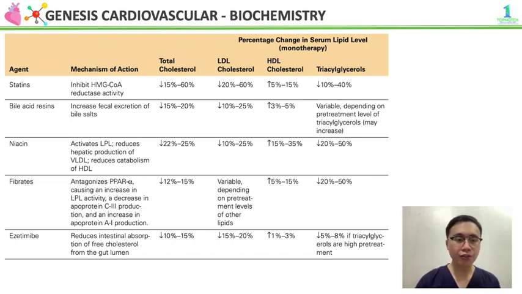In the same manner for fibrates, this one antagonizes the PPAR alpha, causing an increase in LPL activity. Lipoprotein lipase again. Now remember, LPL is an extracellular enzyme on the vascular endothelial surface that degrades circulating triglycerides. So again, the effect of fibrates you would expect will be more for the triglycerides as well. So in this table, you can see that the decrease is 20 to 50% for triglycerides.